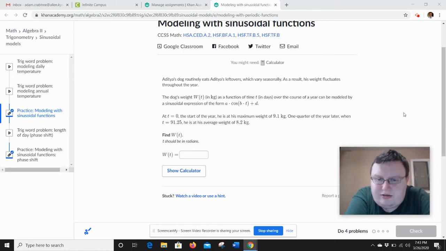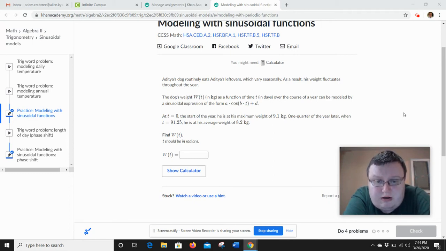So automatically, just looking at that before we even read the next part, you can see it's a cosine function. You can see that it's factoring in A, it's factoring in B, and it's factoring in D. So there's not a phase shift here. There's not a C. All right.